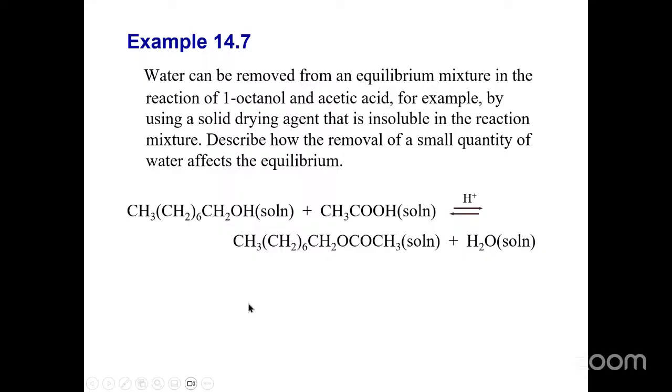So we can use Le Chatelier's principle to explain that, right? Basically, when you remove the water, of course, you're decreasing the concentration of the water. According to the principle, the system will respond by doing the opposite of what you're doing. So if you're removing the water, then the system will try to produce more water in order to reestablish equilibrium.